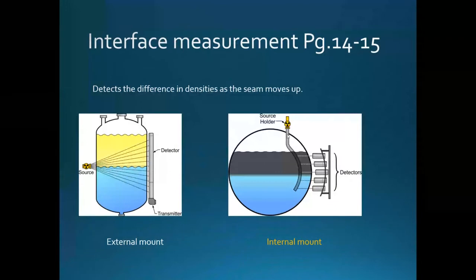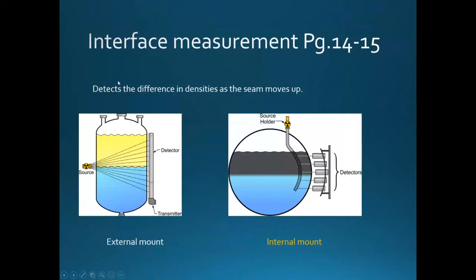Okay, interface measurement. Again, interface measurement just simply detects the difference in the densities as the interface, or the seam, moves up and down. So again, the amount of energy absorbed by this process medium compared to the amount of energy absorbed by this process medium can be measured by the detectors in relative proportion and give us an indication of where that seam is going.